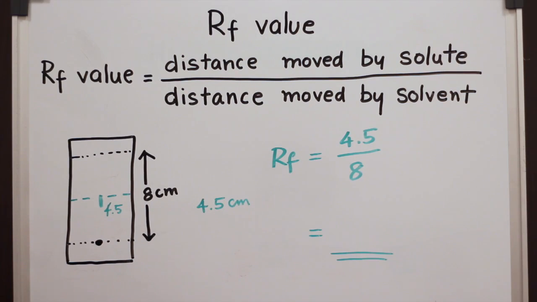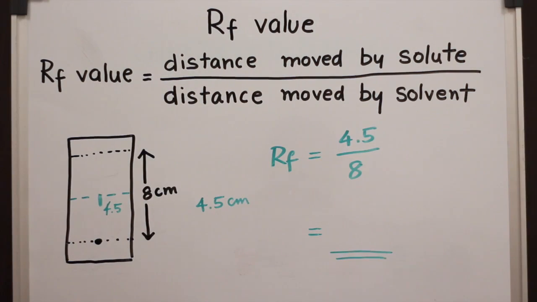Before we wind up, let me tell you, the RF value is always a unique value for each component. Answer for this one, 0.5625.